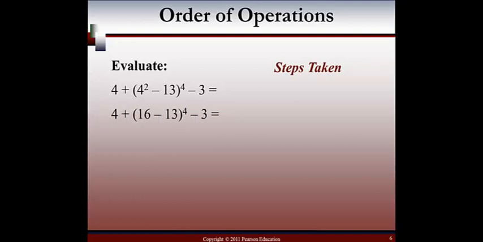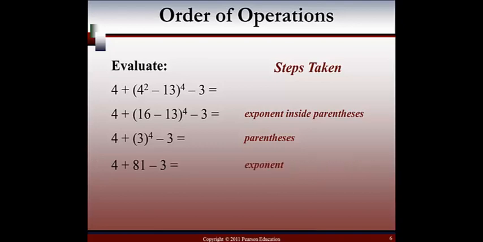So the first step we did was we simplified our exponent inside of the parentheses. Notice we had 4 to the second and we went to 16. Then we did the math within the parentheses. We took 16 minus 13, which gives us our 3.